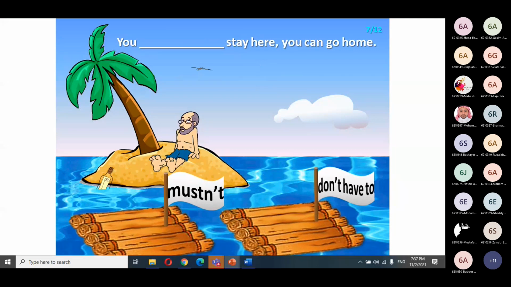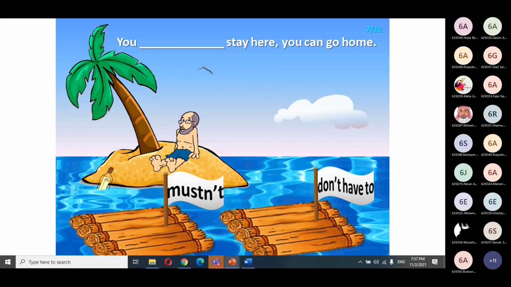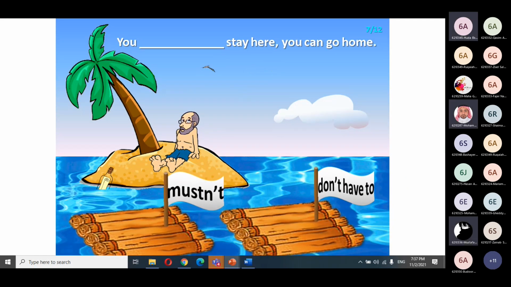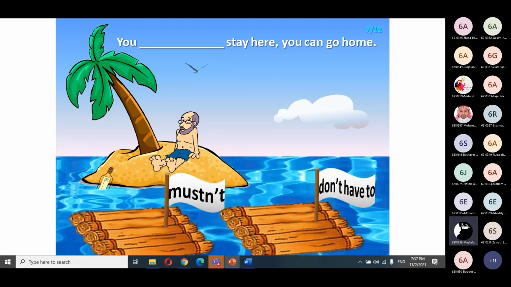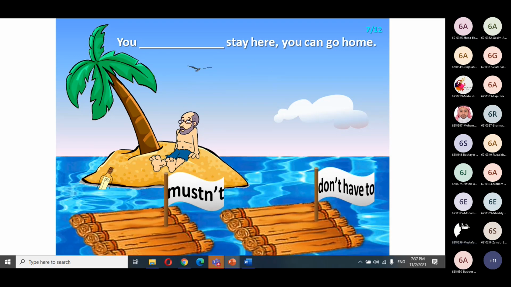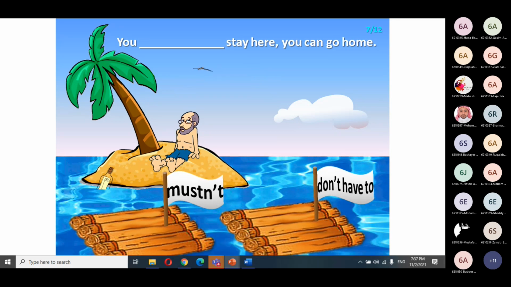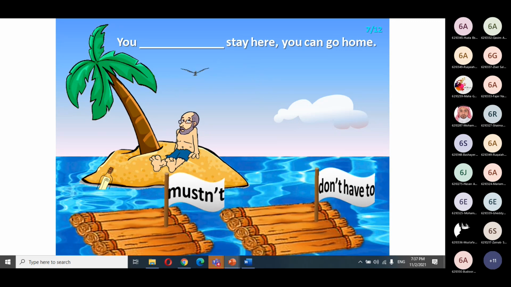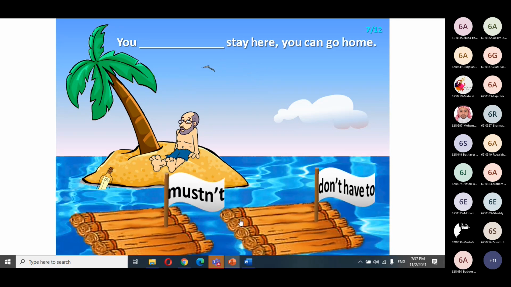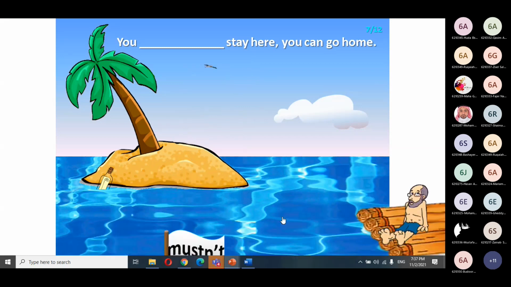You stay here, you can go home. Don't have to. You don't have to. Yes, you don't. It's not necessary, so you don't have to stay here. You can go home.